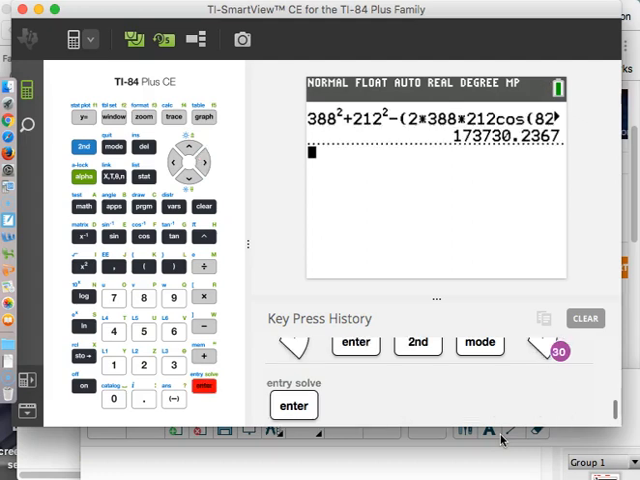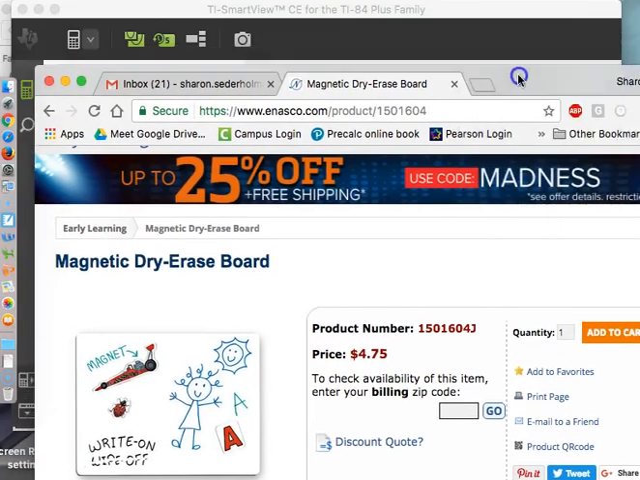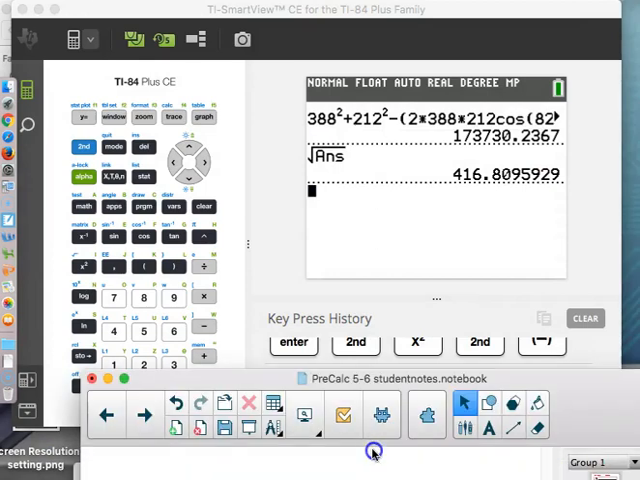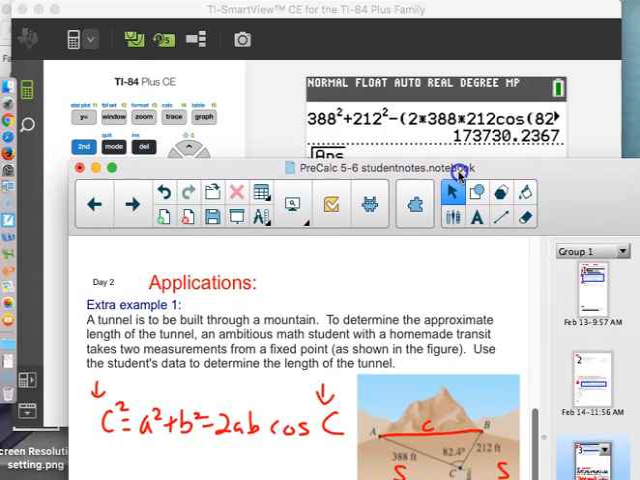So that's what we have for c squared, is that good information. And then we know we're going to have to take the square root of that. So second square root of our answer. So that'll be our final answer. But now we do want to write down those intermediate steps as we go through there. So our 173,730.2. Let me see if I can get everything up here at the same time. There we go, so that we can still see that and write it down.